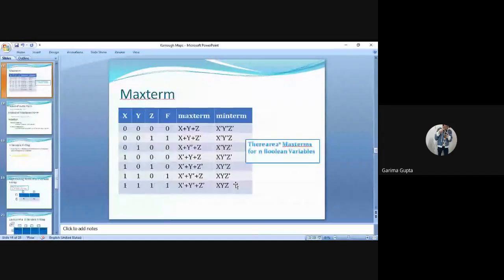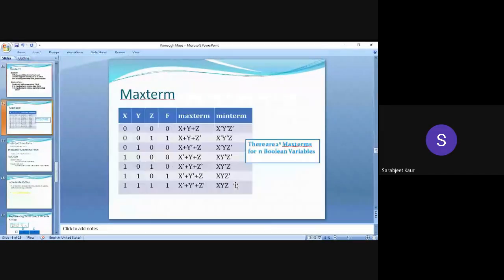I'm going to share my screen. We are going to continue with the Karnaugh maps that we were doing last time. Please let me know once you can see my screen. Visible, ma'am. Thank you.